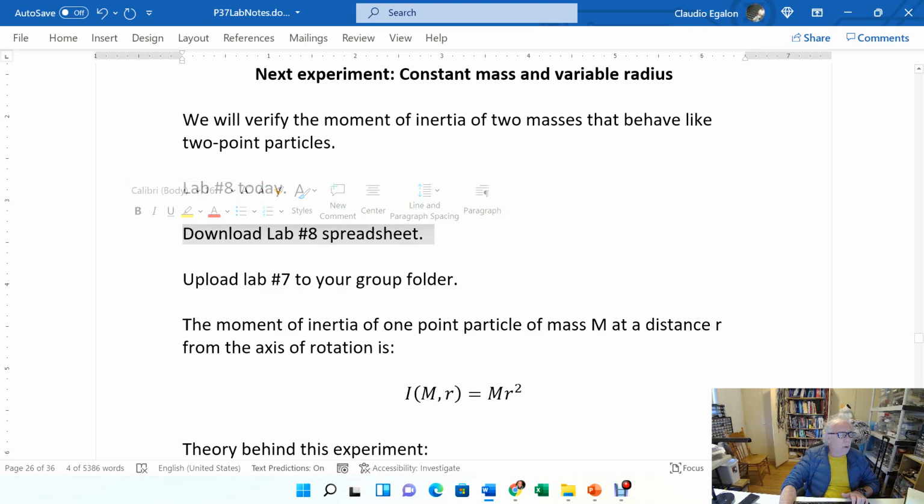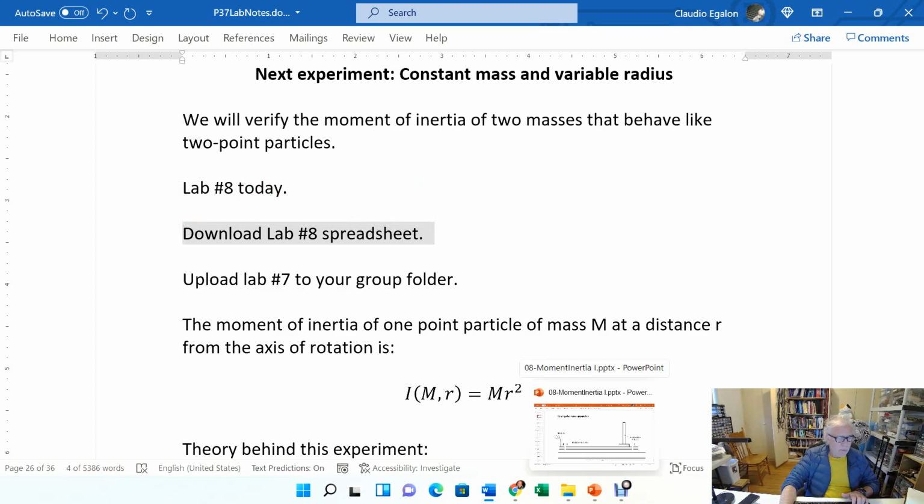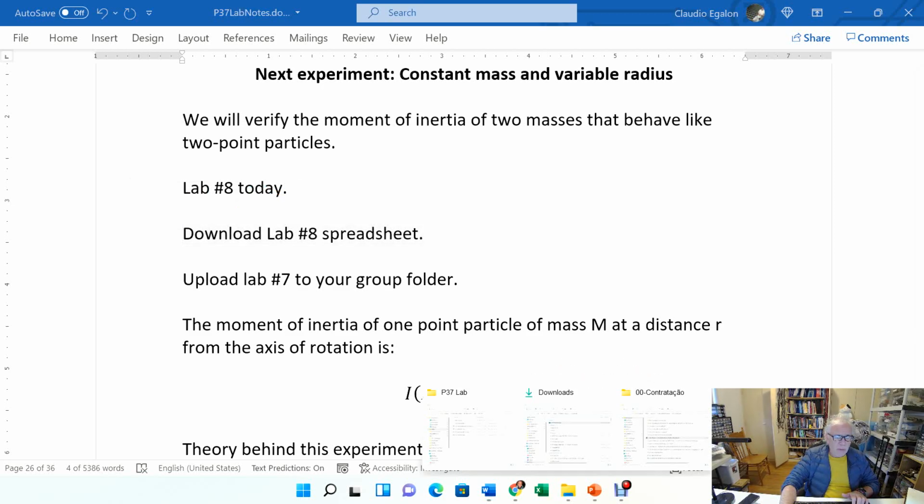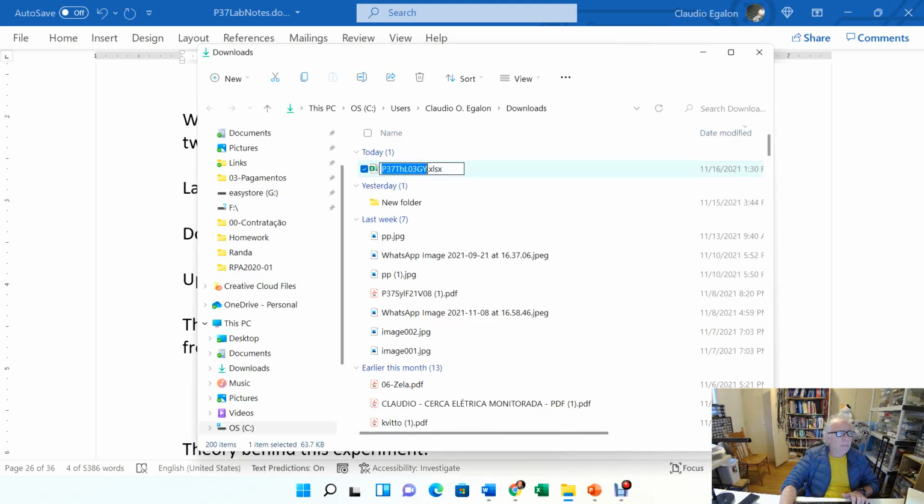And I need you to download the spreadsheet that you have before, not just download it. You must already have the spreadsheet in your hard drive. If you have the spreadsheet in your hard drive, just rename it. Okay, here you go. It should be P37 for the Tuesday students. You rename it as Tuesday, Lab 08, and you put your group number here. Since I don't have a group, I put group 0. If you have group 1, you put 1 in there, 2, 3, and so on, right?